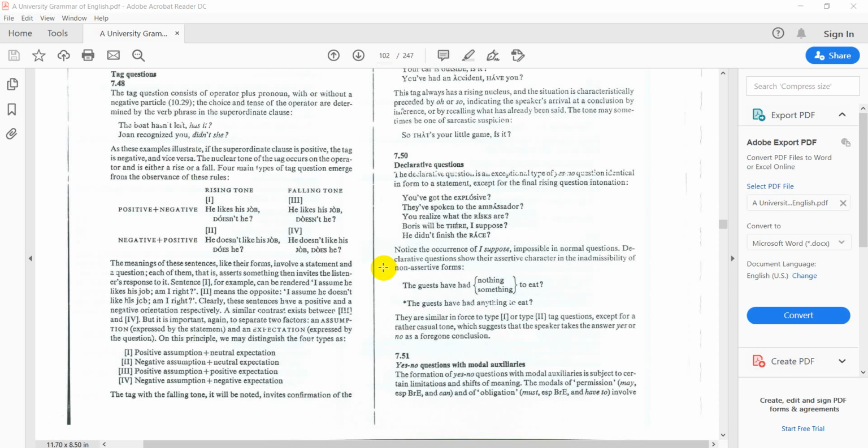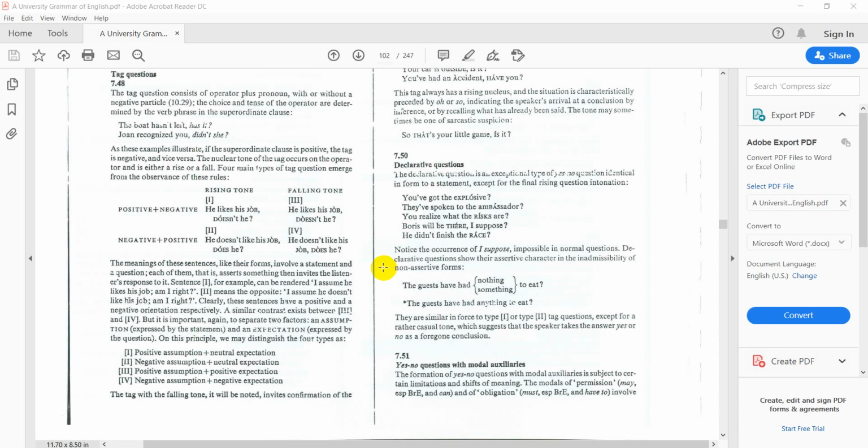Like, the guests have had nothing to eat, or have had something to eat. So I can use nothing, something, either if I negate the sentence or it is affirmative. But I can't use anything, which is a non-assertive form, because it is a declarative sentence. It is a statement. So, the guests have had anything to eat? This is wrong. As I told you, you keep the statement as it is without any changing. Don't change the assertive form into non-assertive. Everything there, keep it as it is.